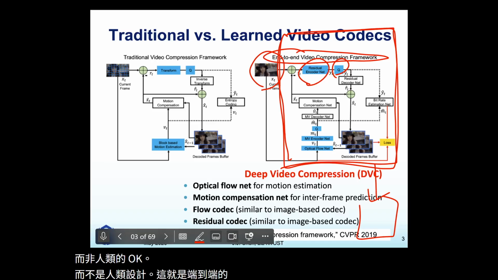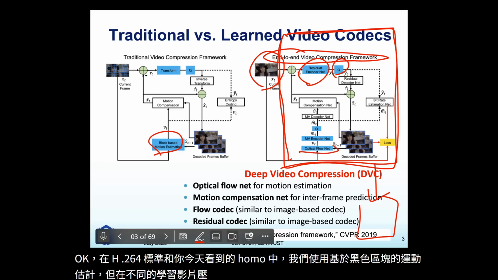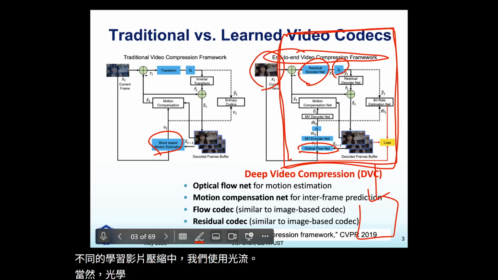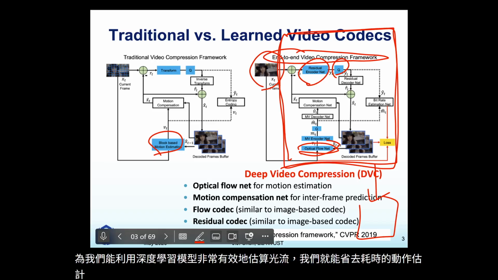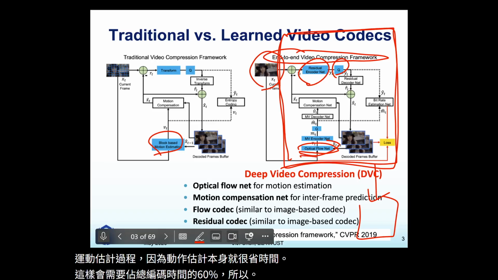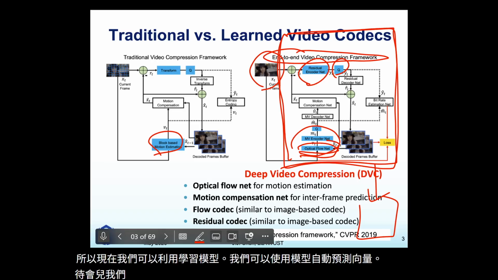So here we made a comparison. In the H.264 standard, you will have the homework today. We utilize the block-based motion estimation, but in the deep learning video compression system, we utilize optical flow. Of course, the difference between motion estimation compensation and optical flow and warping is basically the same, but because we can utilize the deep learning model to estimate the optical flow very efficiently, we can eliminate the time-consuming motion estimation process, because the motion estimation requires 60% of the total encoding time. So now we can use a model to predict the vectors automatically, and later we will show a program for you to compare the difference between the block motion estimation and the optical flow estimation.